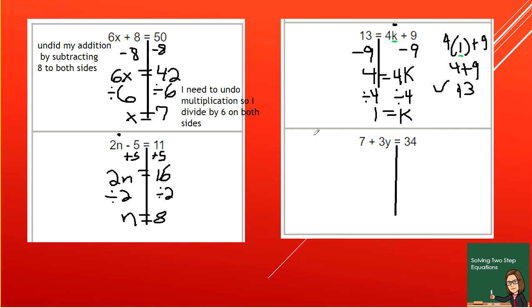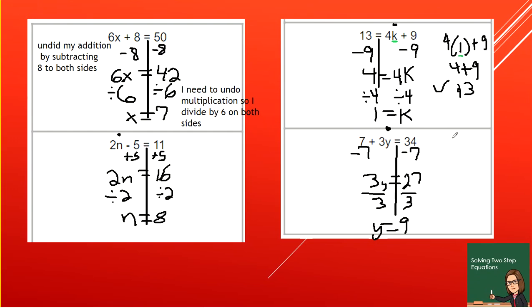So let's look at the last example. I look and I find my variable. It is right here on the left side this time. Right now I have a 7 and it has no addition or subtraction, but it's a positive 7, so you need to subtract 7. So you get 3y equals 27. Then I need to divide, and sometimes I write a line instead of the division sign. This time I decided to do a fraction bar. So y equals 9.